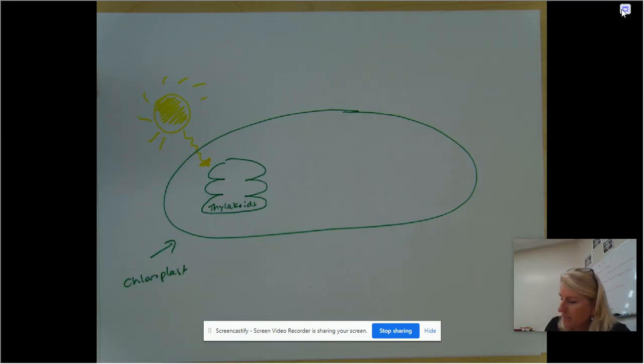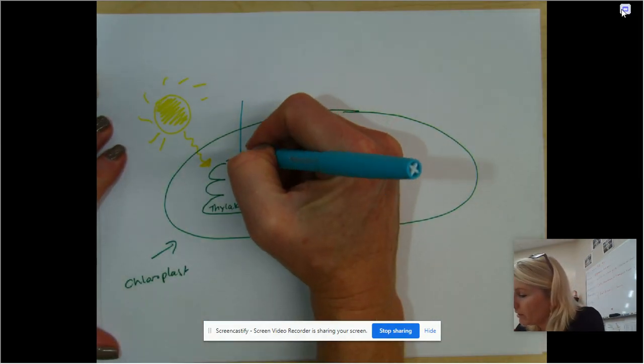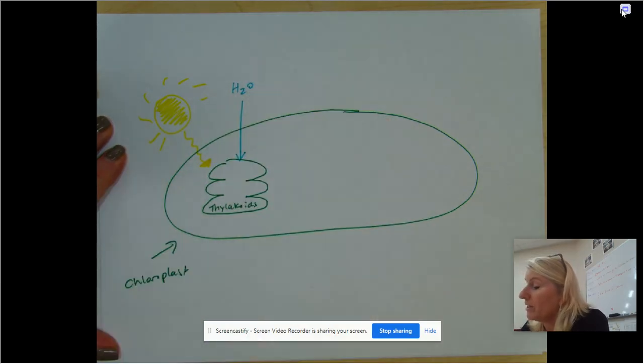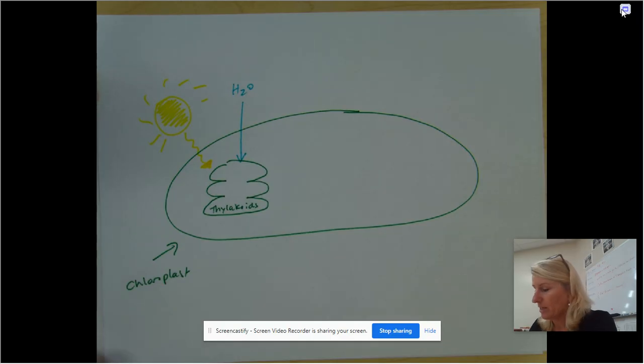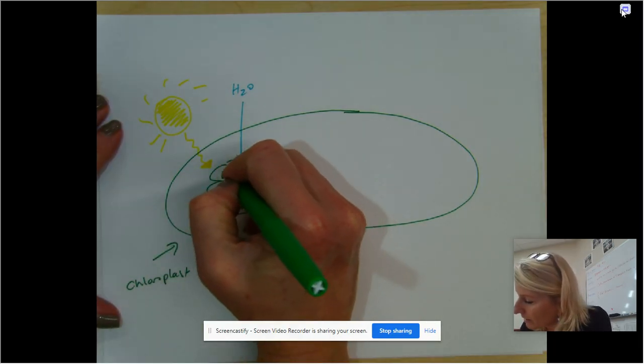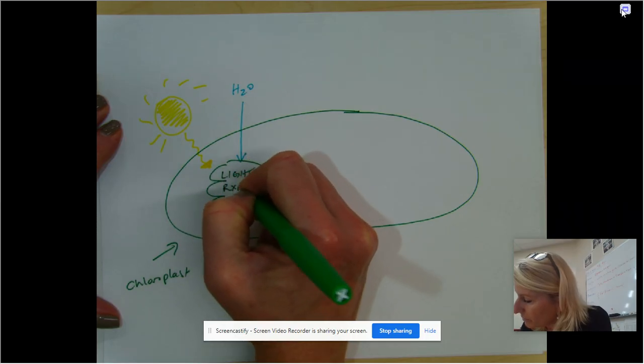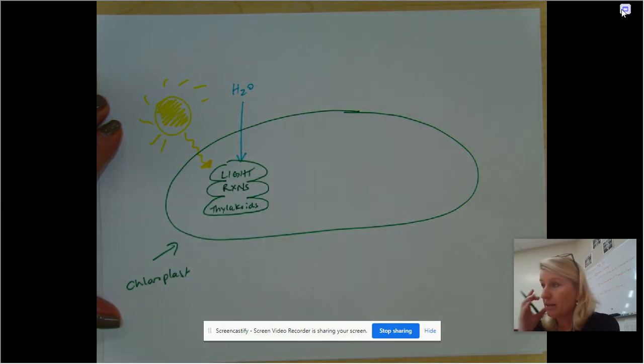And what happens is we have taken up water. We know that water is one of the reactants of photosynthesis. And we're going to discover in this unit that water is actually used in the light reactions. So I'm going to put right here that these are the light reactions. I'm just going to put RxNS for reactions. These are the light reactions.